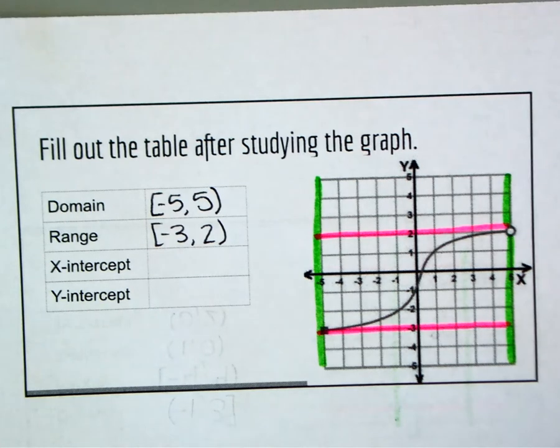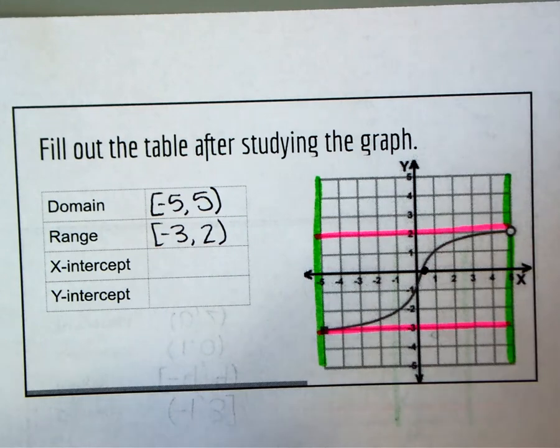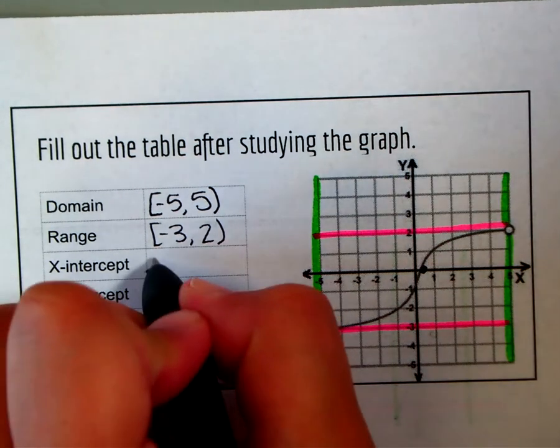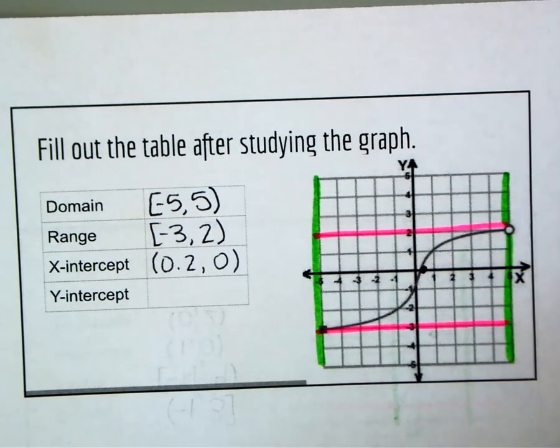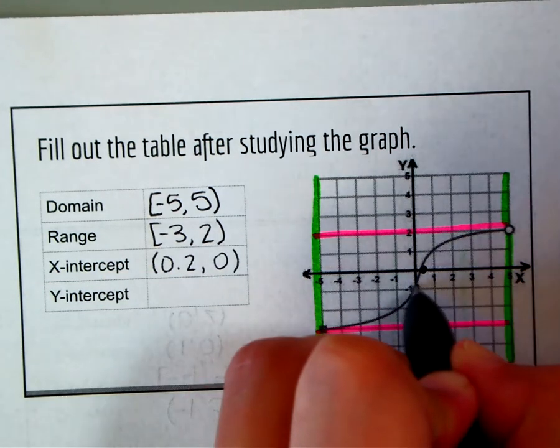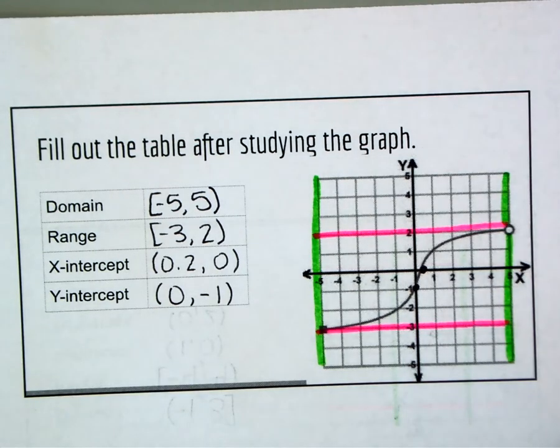And then we've got our x and y intercept. So my x-intercept would be on the x-axis. It's somewhere between 0 and 1. So we'll just kind of guesstimate. We'll say about 0.2. And then my y-intercept, I think it's close enough to say -1. So we'll say y-intercept at 0, -1.